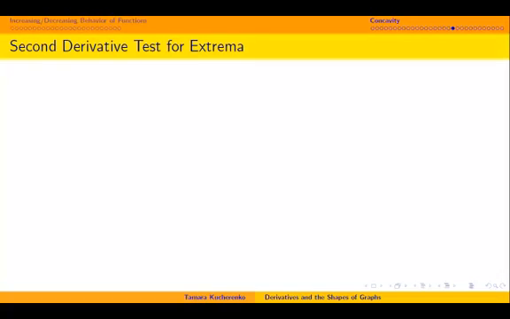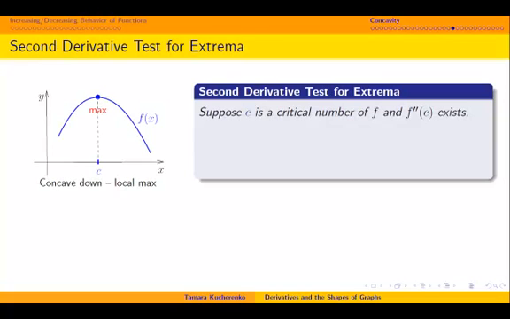There is a simple test for critical points based on concavity. Suppose c is a critical number of a function f and the second derivative at c exists. You can see on the picture that if f of x is concave down on the interval containing c, then it has a local maximum at x equals c. If f double prime at c is negative, then f is concave down near c, and therefore f has a local maximum at c.